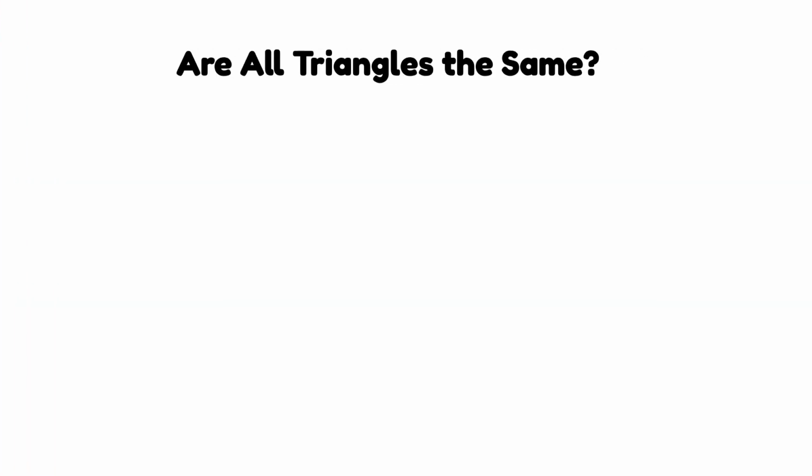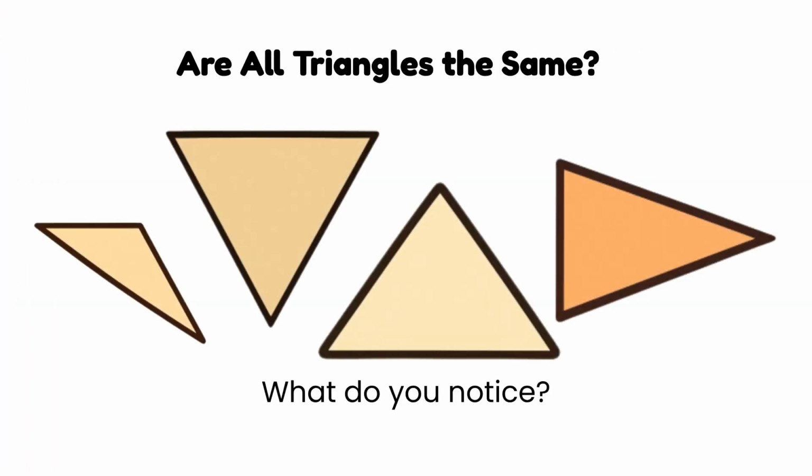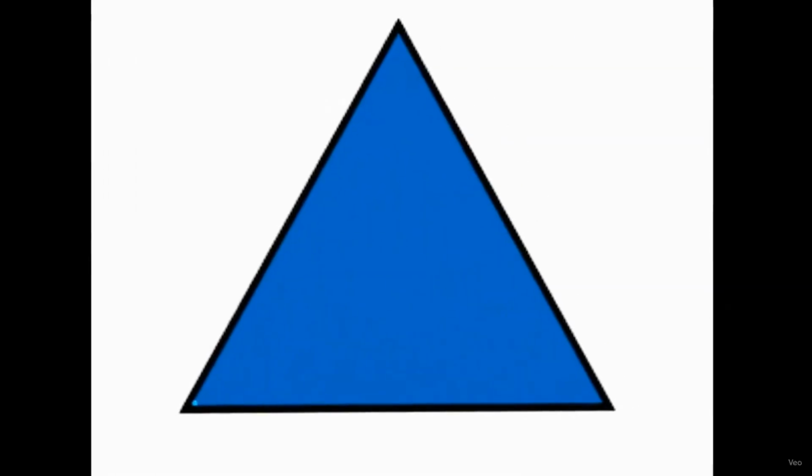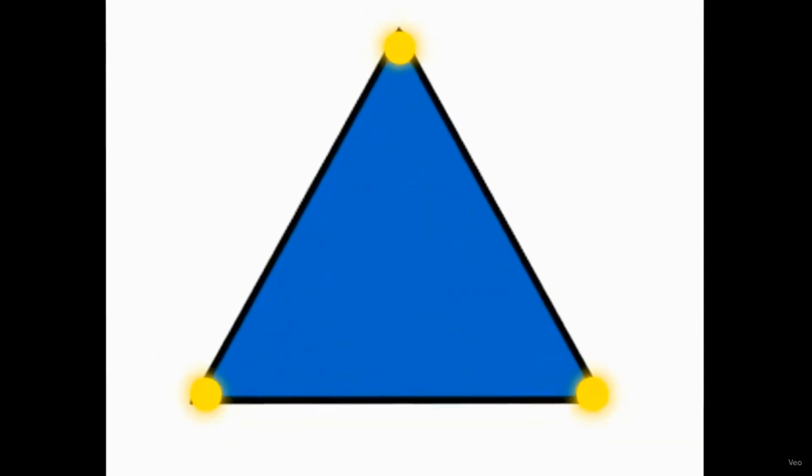Are all triangles the same? Take a look at these shapes. What do you notice about them? What exactly makes a triangle? Let's dive in and find out. A triangle has 3 sides, 3 corners or vertices, and a closed shape.